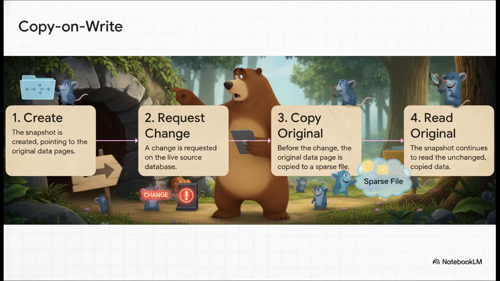All right, let's break down how this actually happens, step by step. So step one, when you first create the snapshot, it's basically empty. It doesn't copy anything. All it has are pointers that just point to the original blocks of data. Now, step two, let's say a user goes to change something in the live database. This brings us to step three, and this is the key part. Before the system lets that change happen, it quickly makes a copy of the original data page, the one that's about to be overwritten, and tucks it away in a special file. Then, in step four, the live database gets updated with the new info, but your snapshot just keeps reading the original, unchanged data from that special file it just saved. It only copies what's needed right when it's needed. It's efficiency at its absolute finest.